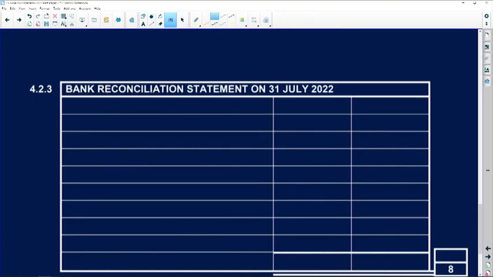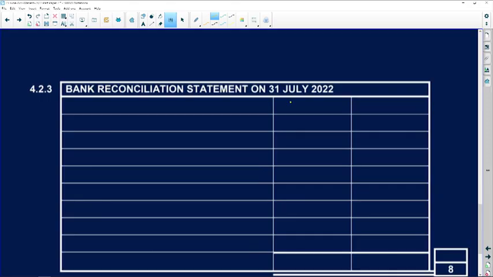Okay, so here guys, remember, depending on how this was actually taught to you in class, you could use one column or you could use two columns. So obviously choose the method that you know best. I'm going to use two columns. So I've got debit and credit. So remember, I always start off with balance as per bank statement, right?